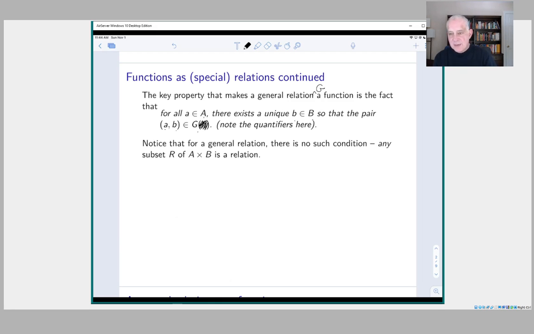This is quite different for a general relation. Remember, a general relation could be any subset of A cross B. We did look at some other properties of relations like the reflexive property or the symmetric property, and those were quite different. For example, the reflexive property said that every pair of the form (a, a) is in the relation. This condition right here has a for all, there exists structure. The way to read it is that if you pick any a in the set A, you can find exactly one b in the set B so that the pair (a, b) belongs to G.